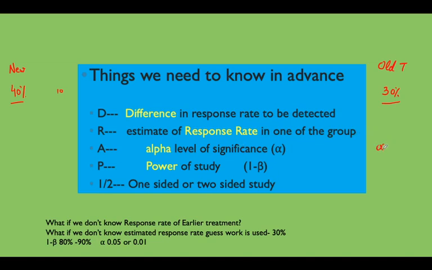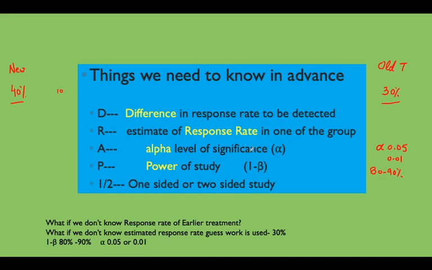Alpha values are generally written as 0.05 or 0.01. Those are the significant p values we are assuming over here. Now, the power of a study means how much agreement we are estimating. The value usually retained is 80 to 90%, which is the power of the study that we want. And is the study one-sided or two-sided?